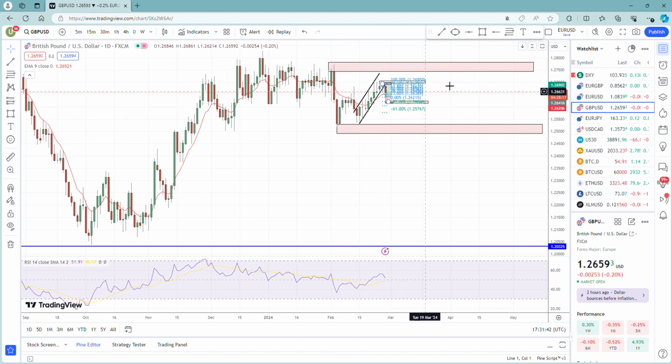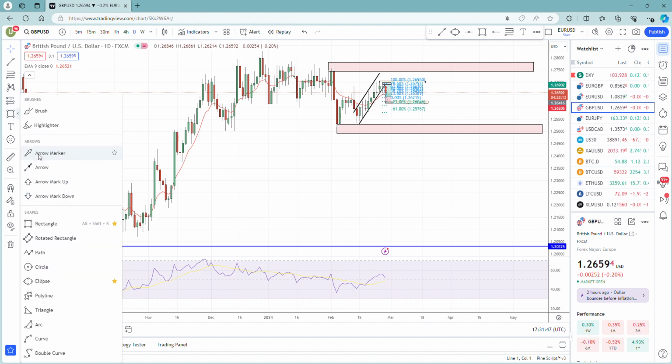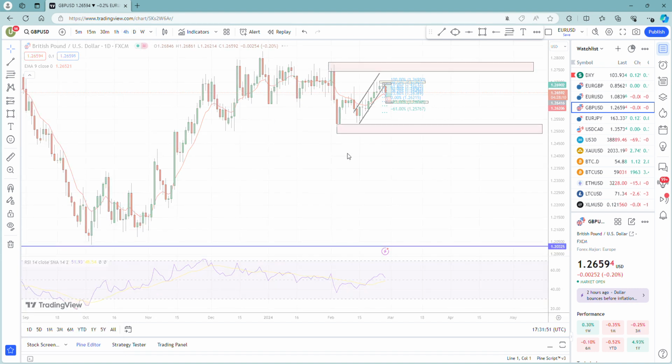Drop the price between two levels. Remember, price can only move between support and resistance. So we then go on to the H4 time frame to break the price down further.